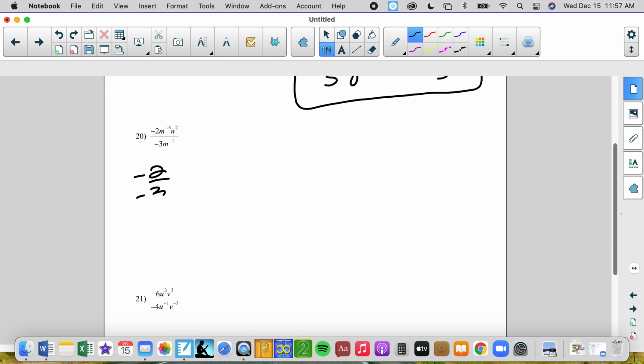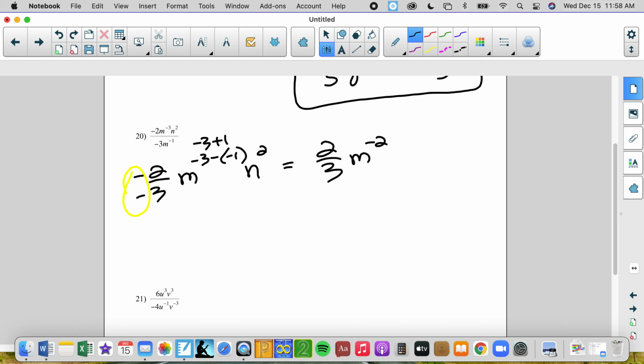Negative 2 over negative 3, m to the negative 3 minus negative 1, and then we have n to the second. It doesn't have any partner, but it's in the numerator, and this is all taking place in the numerator. We can simplify two negatives. A negative divided by a negative gives me a positive. Now, as far as the numbers, there's no simplifying 2/3. And then we have m to the negative 3 plus 1, which is negative 2, n to the second.